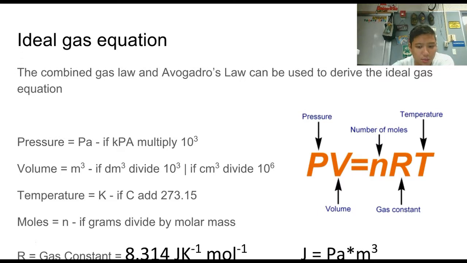The gas constant is 8.31 joules divided by Kelvin times moles. Now, you might be a little bit confused about where these joules are coming from. The joule is just the pascal times the meter cubed.